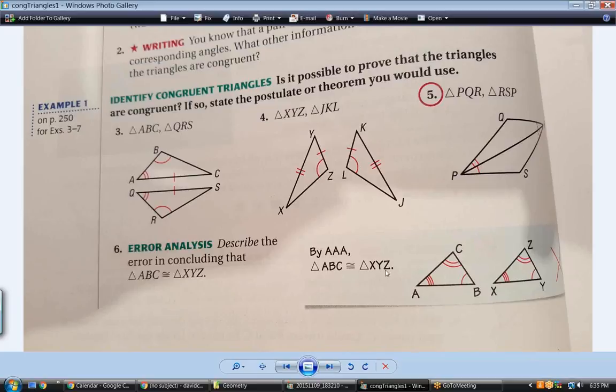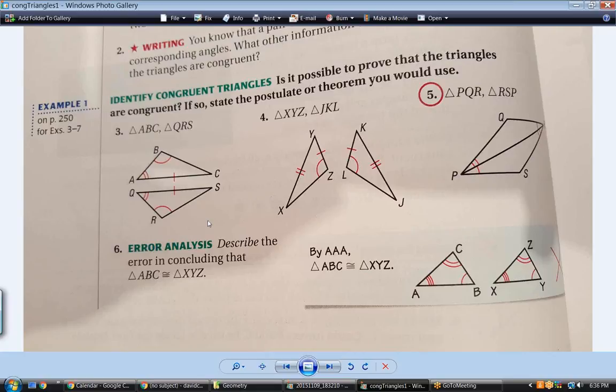Tell me if you can prove that these pairs of triangles are congruent, and tell me based on which postulate. In other words, let's look at number 3.